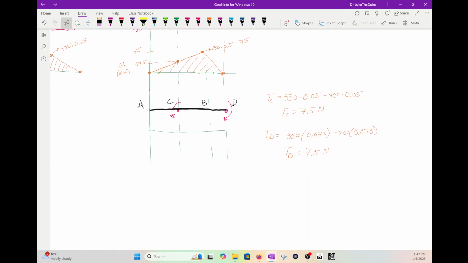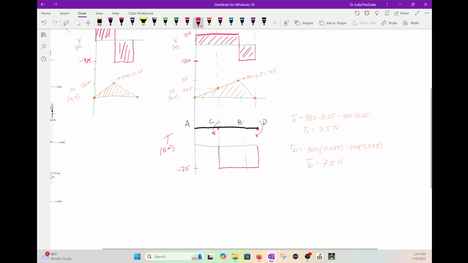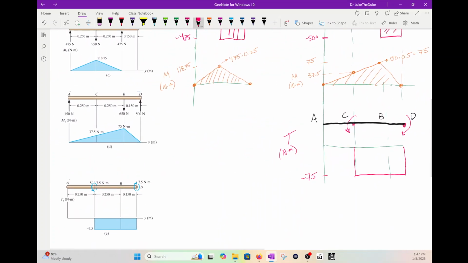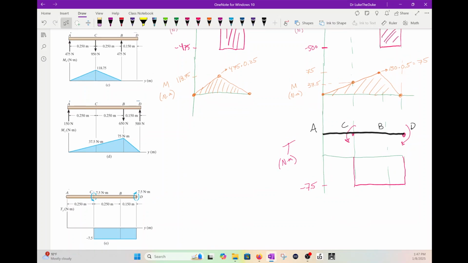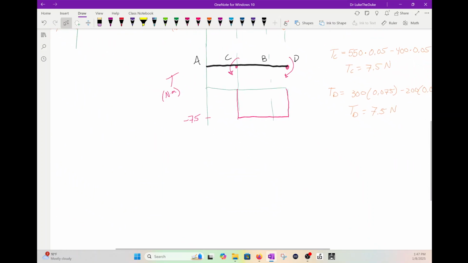So how does this look? Well, it's going to go down because it's going that way. It's going to come up over there. And this is negative 7.5. So this is your torque diagram. Which is also over here, just a little bit better for you. Now, we have to do that.